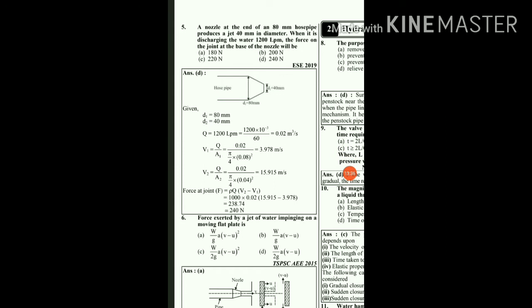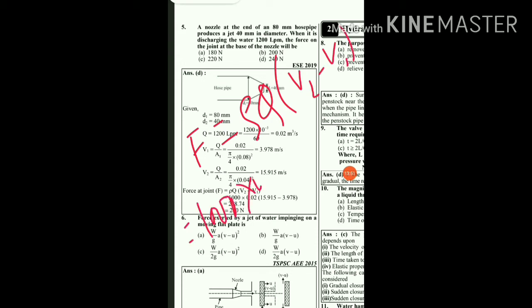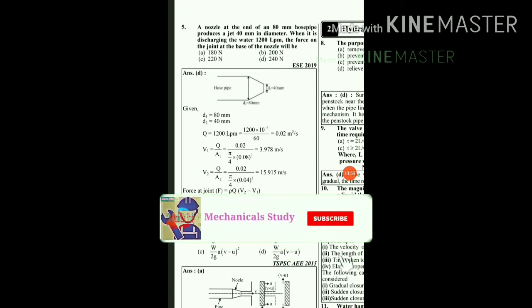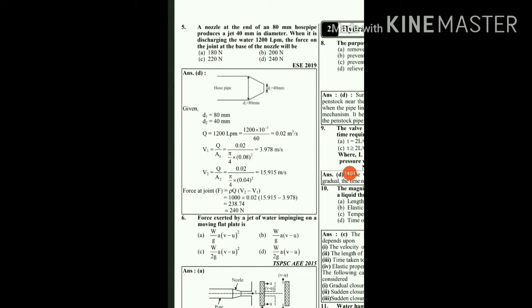So the final force at the joint, H, will be rho a v square, or it can be written as rho into Q, the discharge, into final velocity minus initial velocity. It comes out to be 1000 into 0.02 into 15.9 minus 3.9. It comes out to a value of 240 newtons. So approximately the answer comes out to be 240 newtons. So option D will be the right answer for the question.